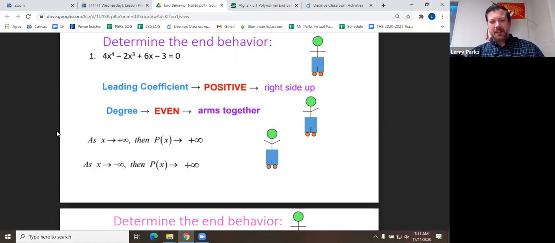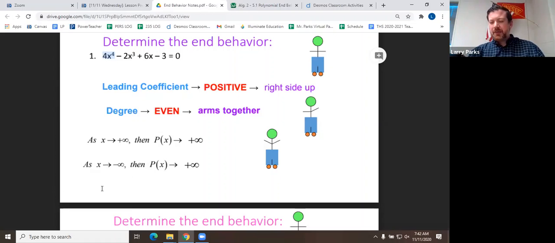But I think my cursor, this is to the right. You can see my cursor? Yeah, okay. So I look at this, and that's really all I need to see. Because the 4 is positive, the right side goes up. That's why the guy is holding his right arm up. And then he sees the degree is even, 4. So then he puts his left hand up. So he knows it goes up and up.